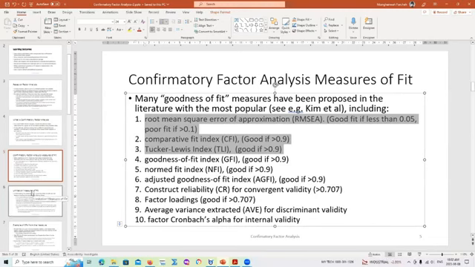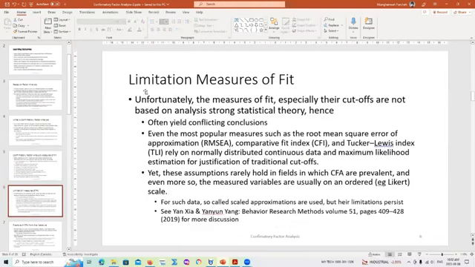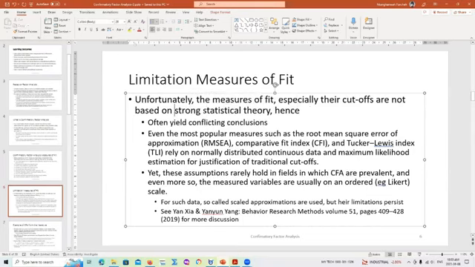But as I said, just like the question you asked, the issue here is that unfortunately the measures of fit, especially their cutoffs, are not based on strong statistical theory. Okay, so we cannot use calculus, like calculus where we say I want to find the maxima and the minima. We can't use that to tell us that these are objective cutoff points. So it's more or less from sampling and resampling, which means often they will yield conflicting conclusions.